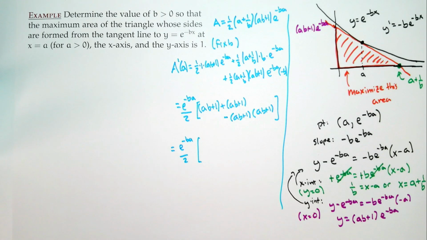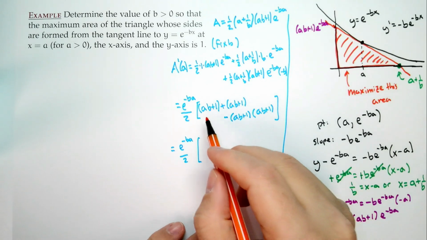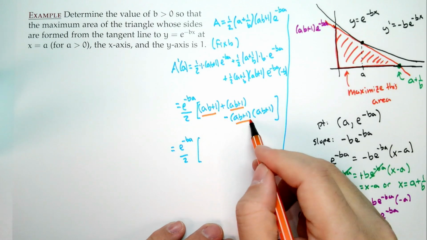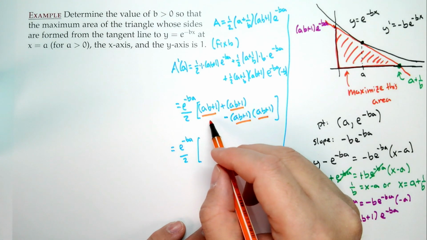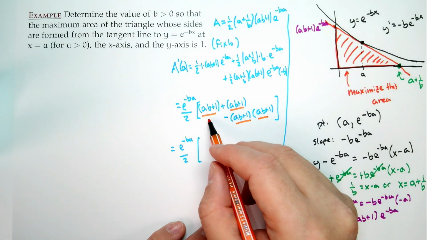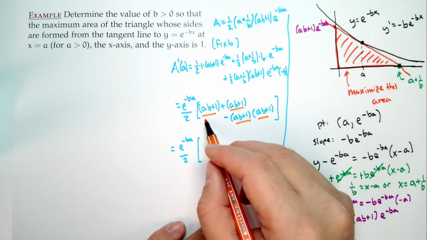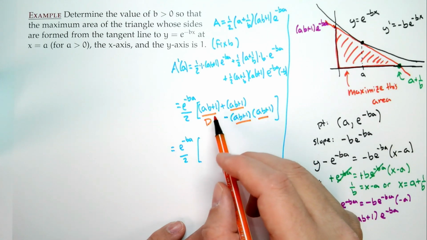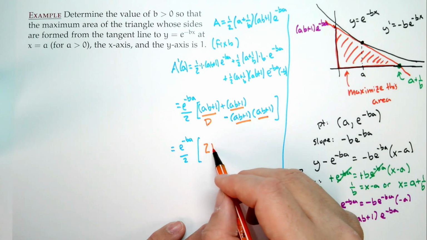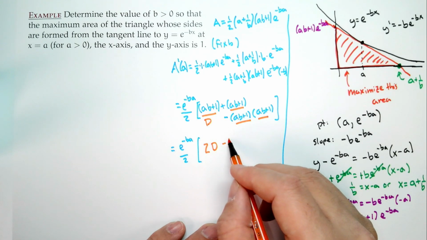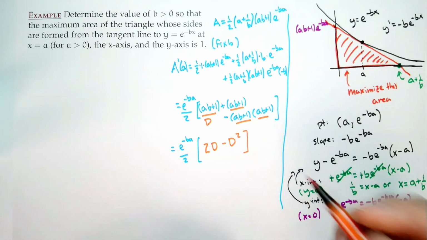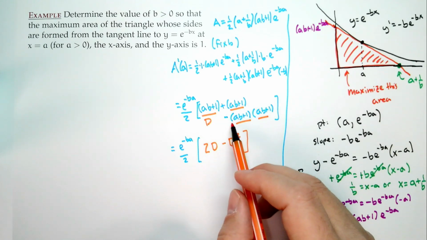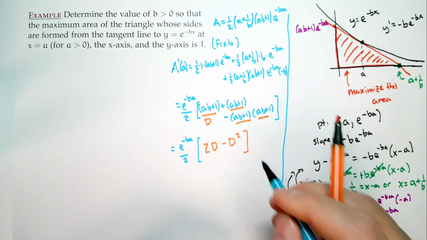Let's talk about the simplest thing, which is to say the following. All these terms look like ab plus 1s. So what if we call ab plus 1, for a moment, some other symbol, something we haven't used yet. Let's call it, I don't know, capital D. Then we have a 2 times capital D minus capital D squared. Right? Capital D plus capital D minus capital D times capital D.